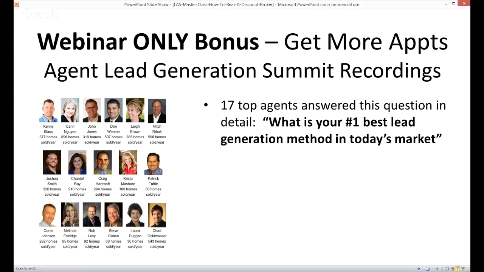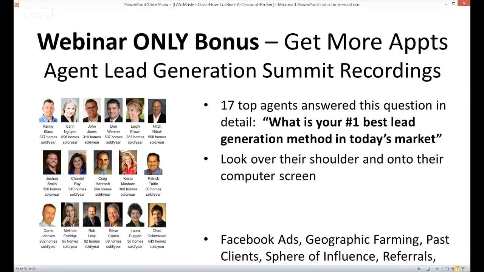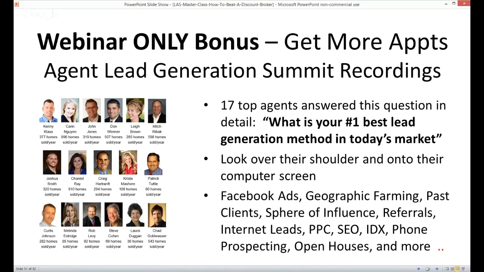As you can see on the left there, these are really high-performing agents. They know exactly what they're doing. So you get to look over their shoulder and onto their computer screen as they walk you through exactly what they're doing. Examples were Facebook ads for sellers, and they were really low cost. I'm trying to remember, something like $5 or $10 a piece. She's going to walk you through that.